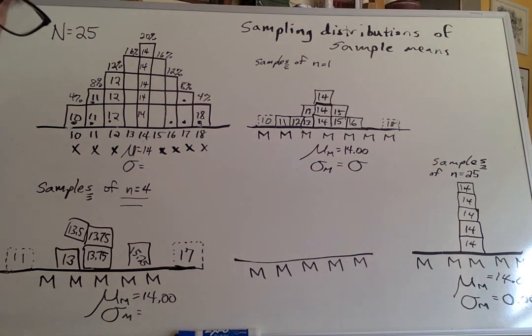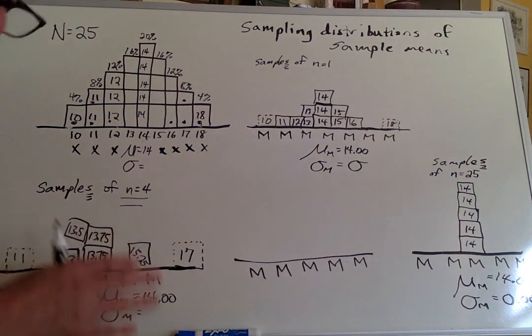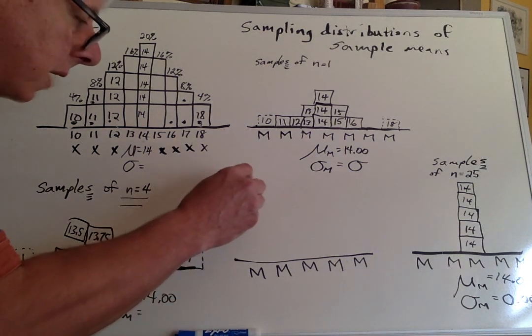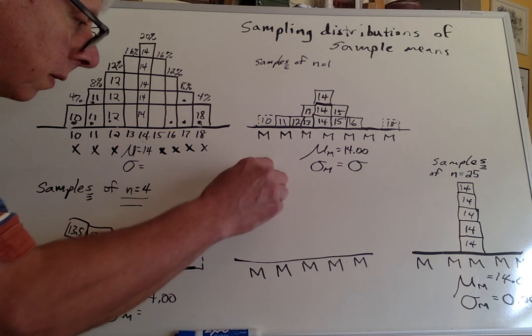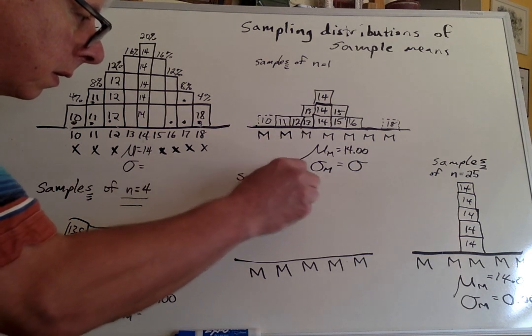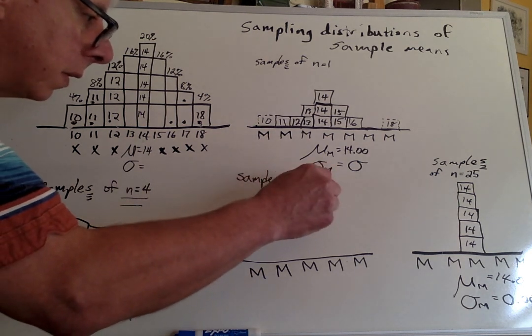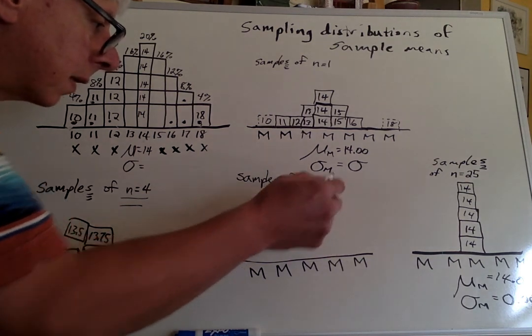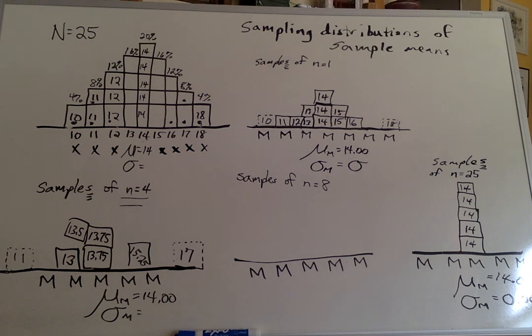Let's move on. I'm going to do 10,000 of these, okay? Let's move on. And we'll now do samples of n equal, what do we want to do? Let's do 8, okay? Samples of n equal 8.